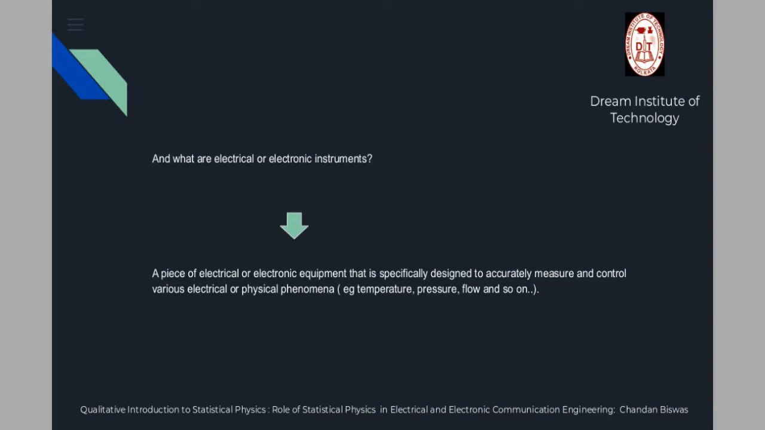And what are electrical or electronic instruments? An electrical instrument is a piece of electrical or electronic equipment that is specifically designed to accurately measure and control various electrical or physical phenomena, for example, temperature, pressure, flow, and so on. Simple electrical instruments may measure and control voltage, resistance, or current, while more complex instruments may measure and control capacitance, inductance, various parameters of complex waveforms, or various other non-electrical physical phenomena.